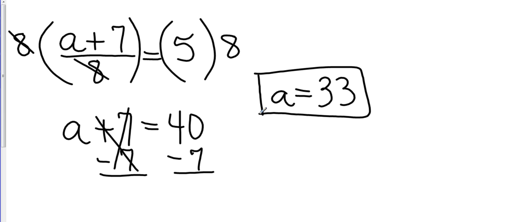Again, we can take just a second to plug that back into our original equation. I'm going to write our original equation over here because it's kind of a jumbled mess over there. And let's see if it works. Everywhere I see an a, let's put in a 33. So 33 plus 7 is going to give me 40, and 40 divided by 8 does give me 5. So I know that that answer checks, and it is correct.